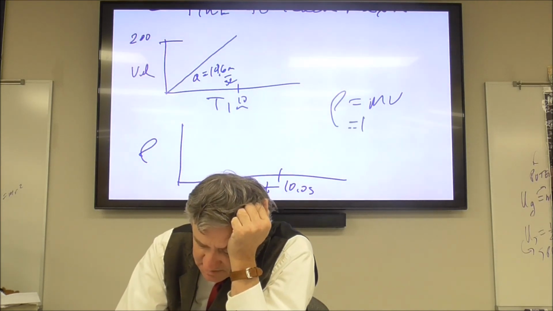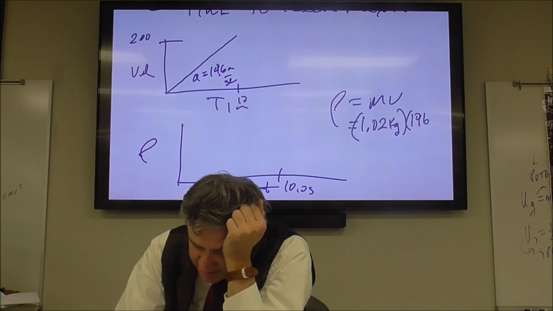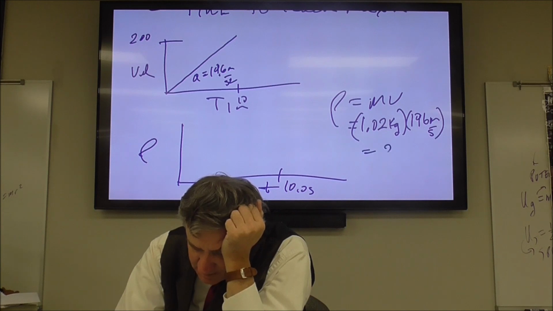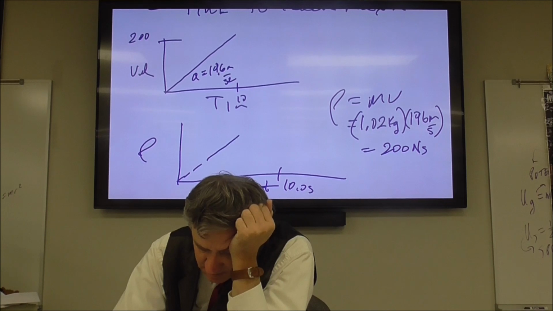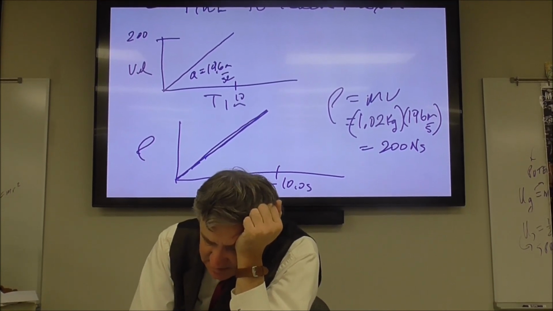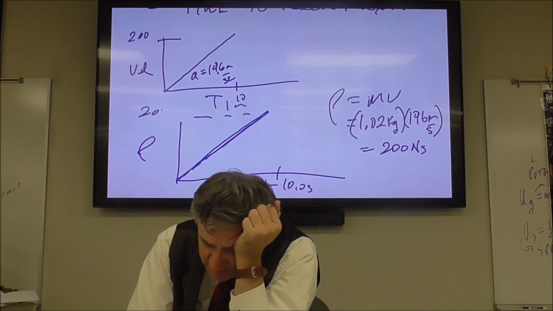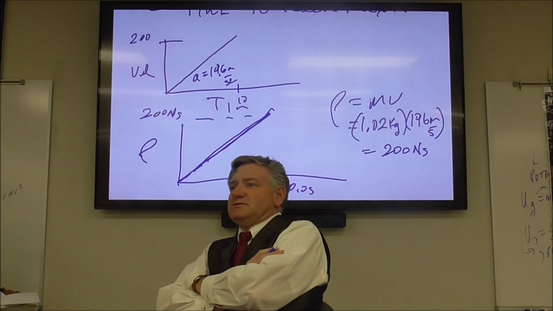So somebody take 1.02 kilograms and multiply that by 196 meters per second. Gotta be 200. Exactly. 200 newton seconds. So at the end of 10 seconds, it has a momentum of 200 newton seconds. Go with this?